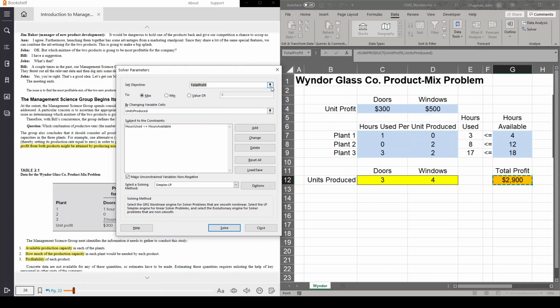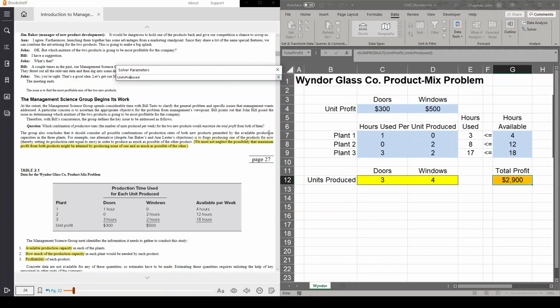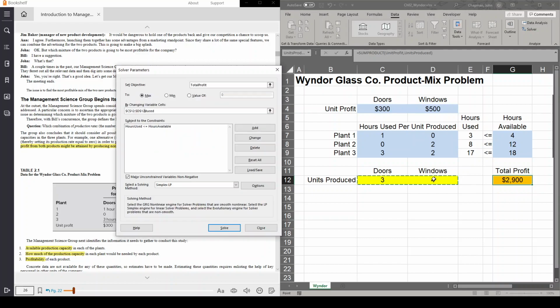We're going to set the objective as total profit, and we're going to maximize that total profit. This is a named range of G12, and we're going to change variable cells. These are decision cells in our model. Where in the model are we going to change to maximize that total profit? That's our units produced, and this is also a named range cell. I could click right here, click on enter, and get rid of some extra language there. C12 and D12, those are the decision cells.